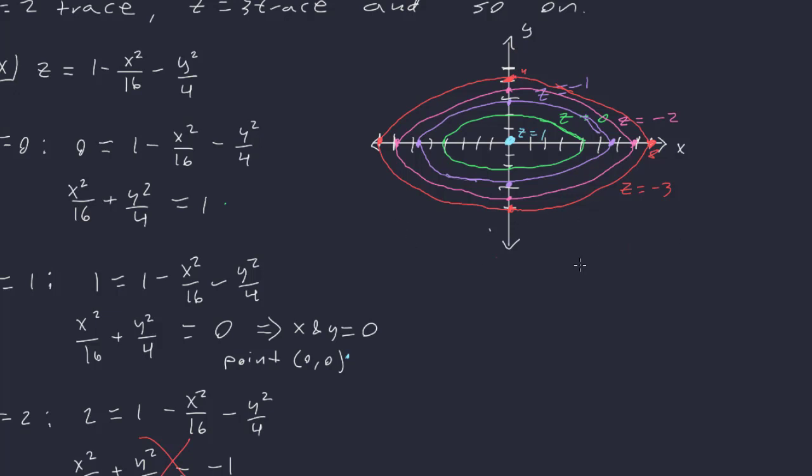Okay, and we can continue this process on. And what's happening here is as z decreases, we're getting ellipses with larger and larger radii, okay, as we go on. So we can think of it now as a bowl opening upwards. Okay, imagine we're looking at it from above here. Okay, so let me show you what this looks like on a 3D graph.